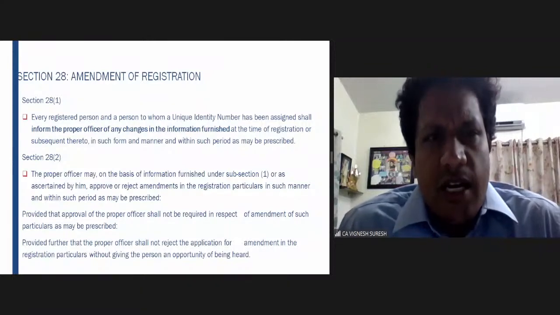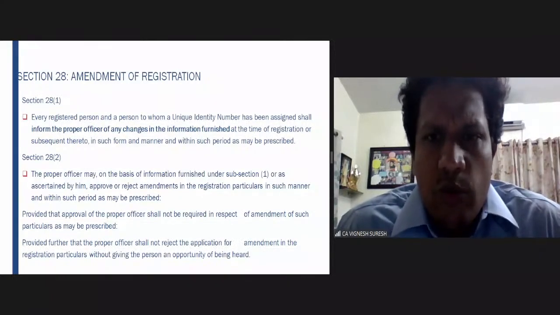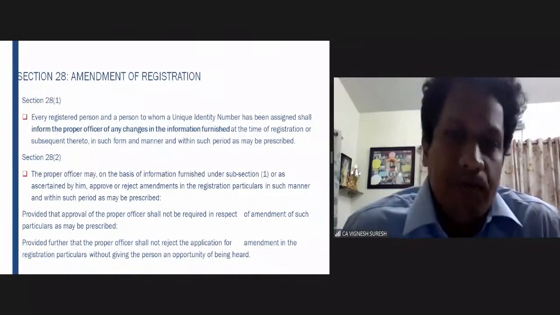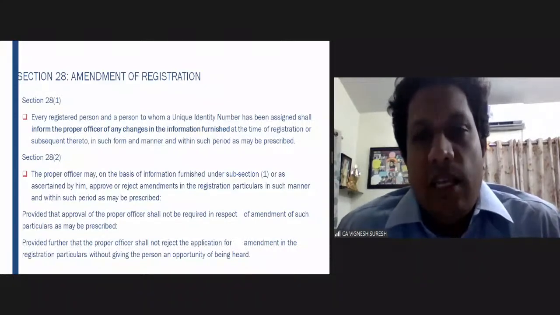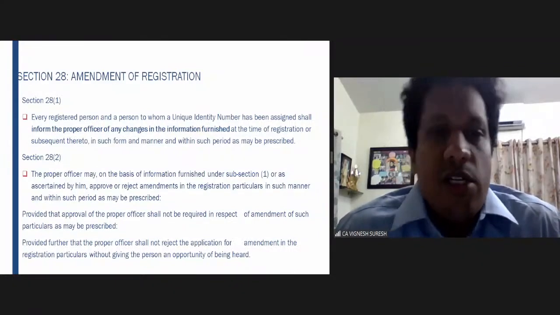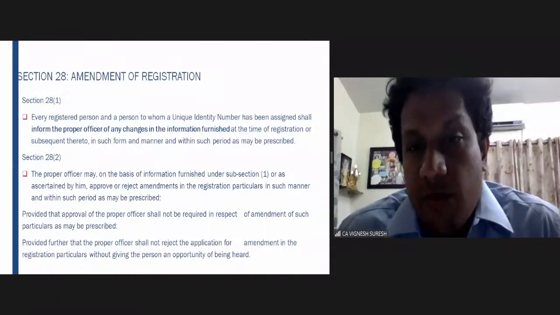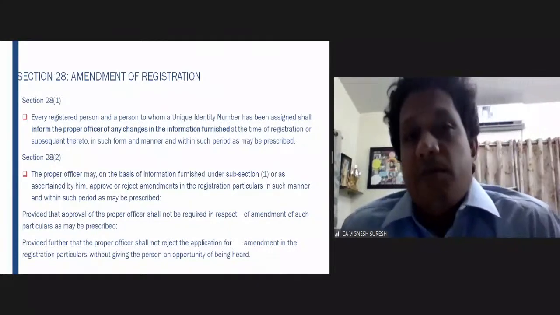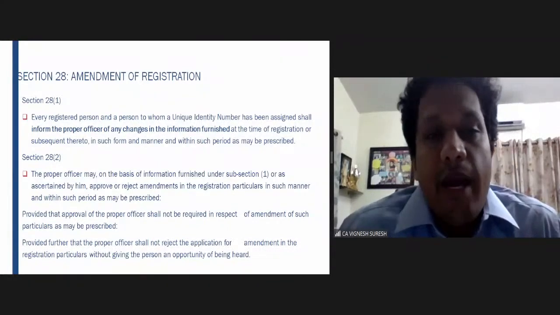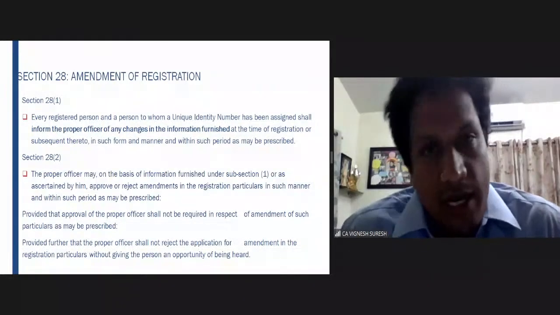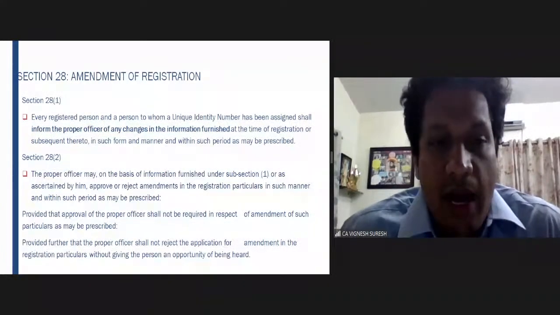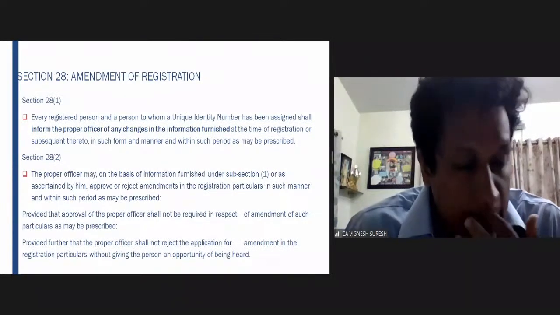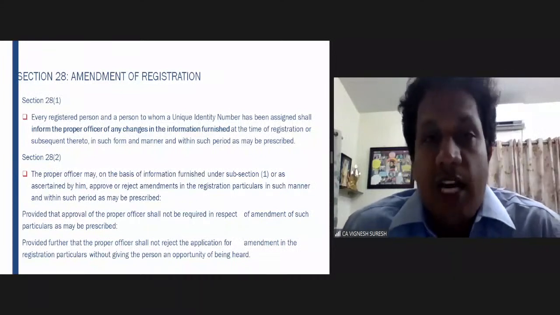Section 28 subsection 1 says that every registered person and a person to whom a unique identity number or UIN has been assigned shall inform the proper officer of the changes done in the information furnished at the time of registration in such form and manner and within such period as may be prescribed. This is given in 28 subsection 1. Section 28 subsection 2: the proper officer may, on the basis of information which is given, either approve or reject the amendments in the manner and within such period as may be prescribed. However, the approval shall not be required in relation to such particulars as may be prescribed.